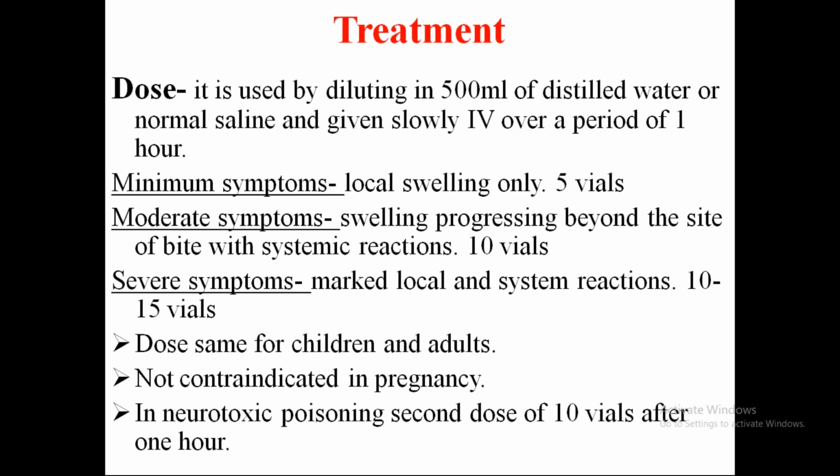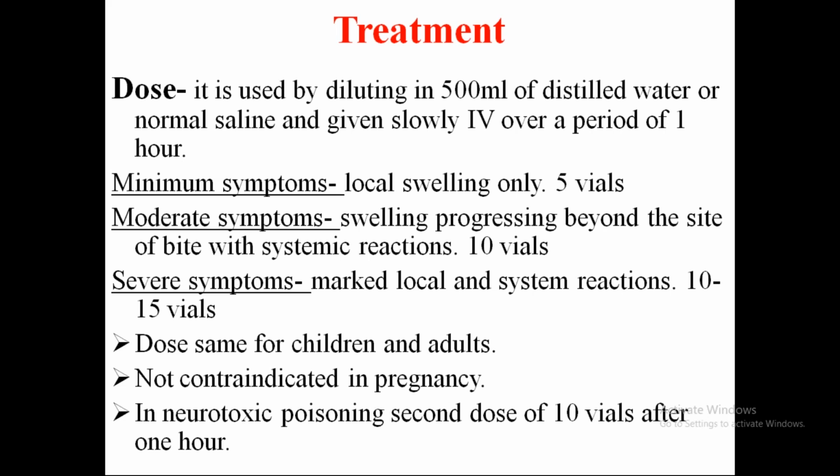Minimum symptoms: there can be local swelling only, up to 5 cm. These polyvalent anti-snake venoms can also cause some allergic reactions in the body, so you have to observe whether any reactions are there or not. So minimum symptom is only local swelling. Moderate symptoms: swelling progressing beyond the site of bite.